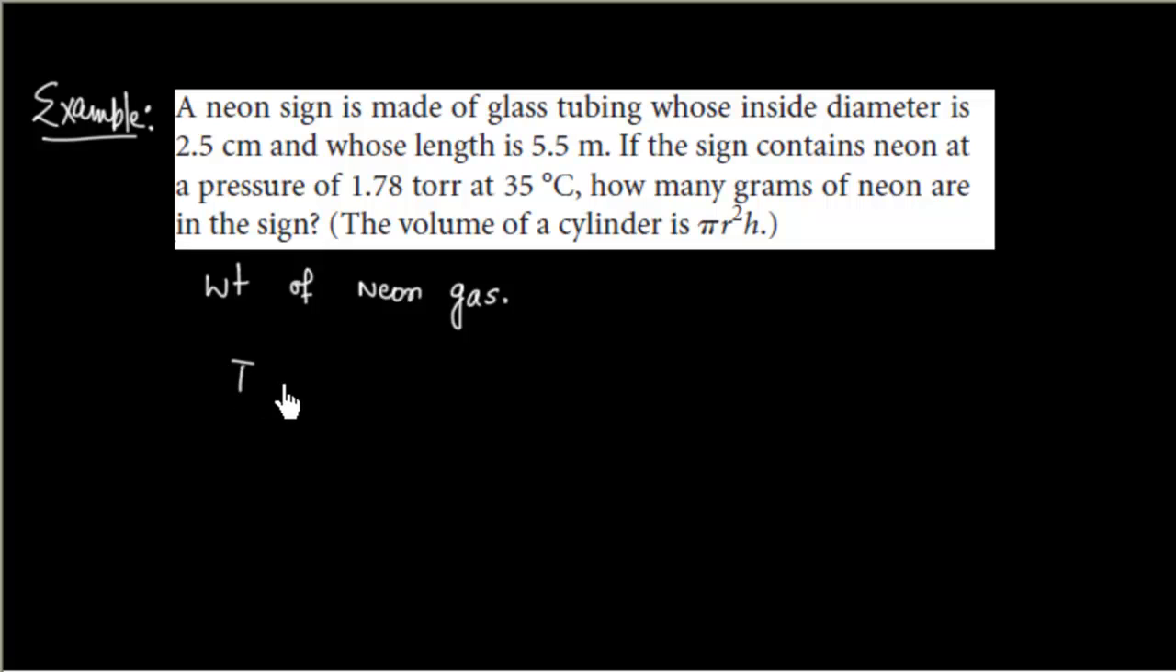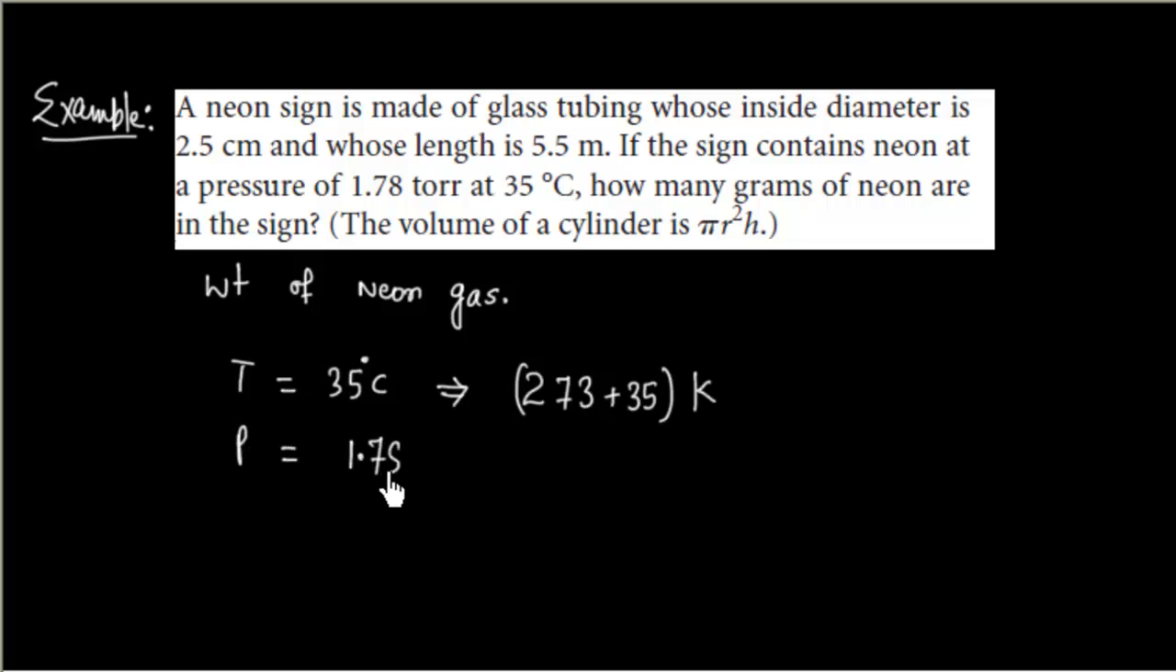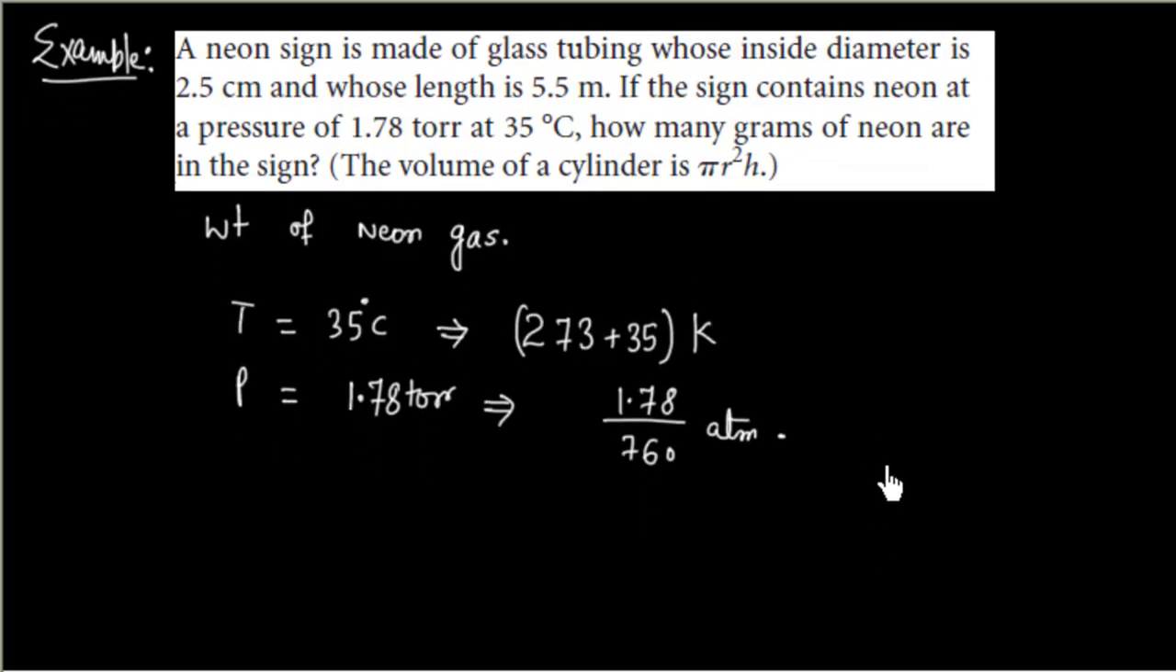Temperature is given, this is 35 degrees centigrade, and this we have to convert in Kelvin. So 273 plus 35, and now this value is in Kelvin. Pressure is given in torr, that is 1.78 torr. And we have to convert this torr in atmospheric pressure. So 1.78 divided by 760, and this value is in atmospheric pressure. And what are the other information given?